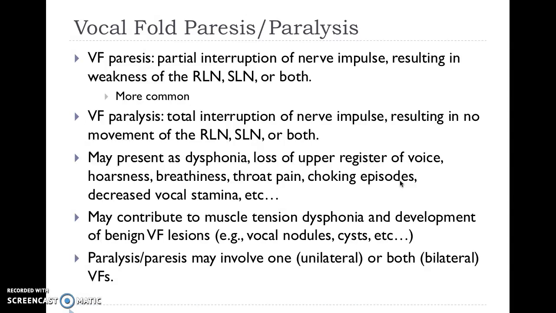Damage may present as dysphonia, loss of upper register of voice, hoarseness, breathiness, throat pain, choking episodes, decreased vocal stamina, and so on. It may also contribute to muscle tension dysphonia and development of benign vocal fold lesions such as vocal nodules and cysts. And paralysis and paresis may be classified as unilateral or bilateral.